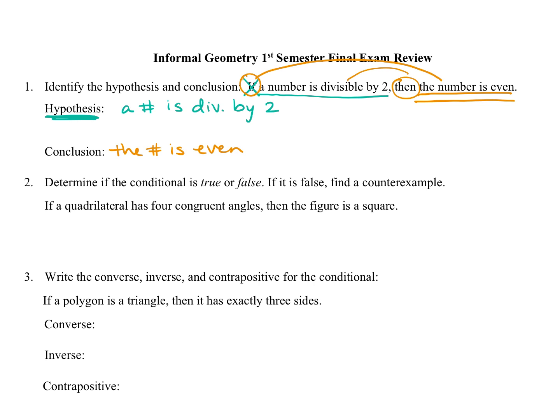Okay, so number 2 says determine if the conditional is true or false. If it's false, find a counterexample. So this one says, if a quadrilateral... what's a quadrilateral? A 4-sided figure. Okay, so if a quadrilateral has 4 congruent angles, then the figure is a square.